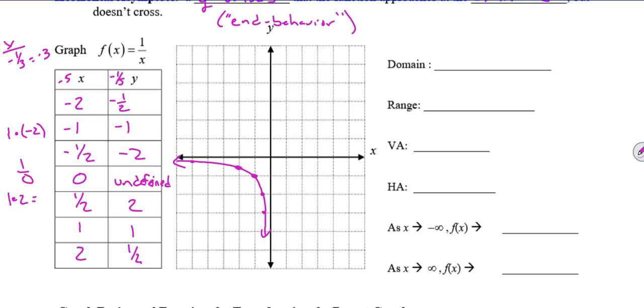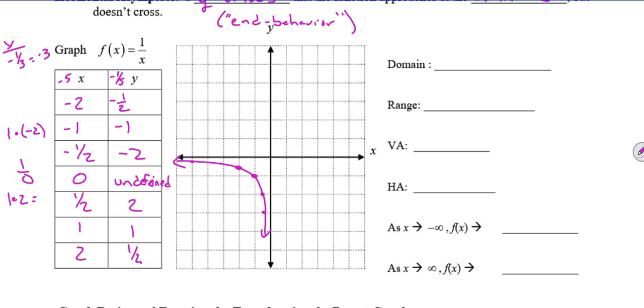So my graph is approaching the x-axis but never touching it. And here, as I get closer and closer to 0, it approaches the y-axis but never touches it. Let's look at our other side here.